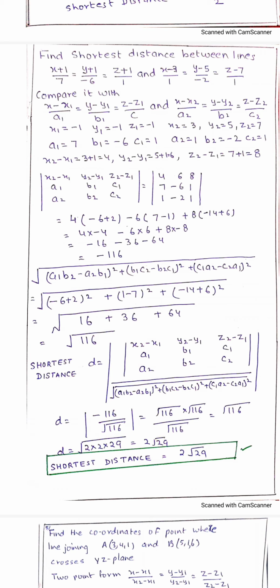Shortest distance is given by determinant upon under root. The value of determinant is -116. Value of under root portion is again under root 116. Minus sign will become plus. Now 116 can be written as under root 116 into under root 116. One of the under roots is cancelled out. We get the answer under root 116. Factorize: 2 into 2 into under root 29. The shortest distance is coming 2 root 29.